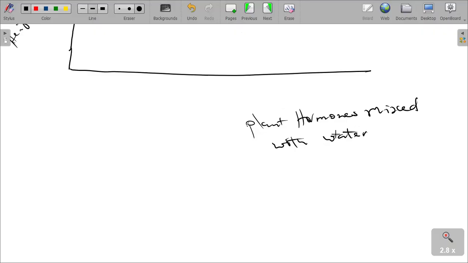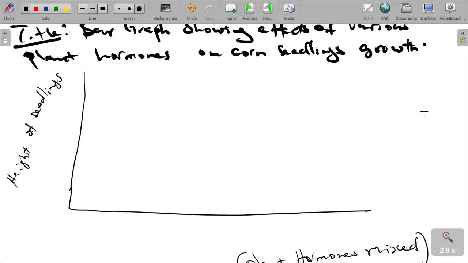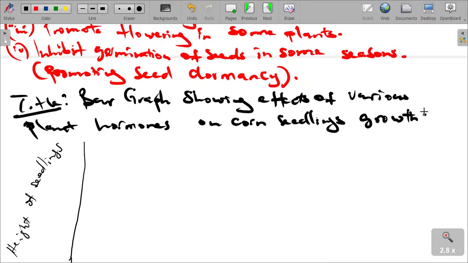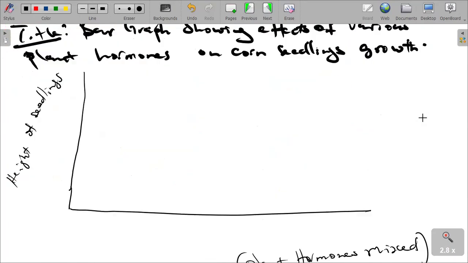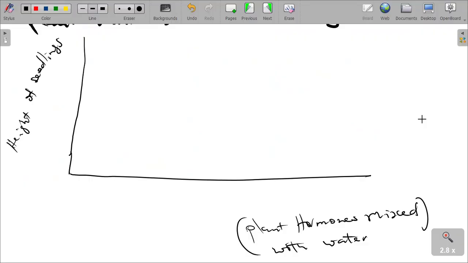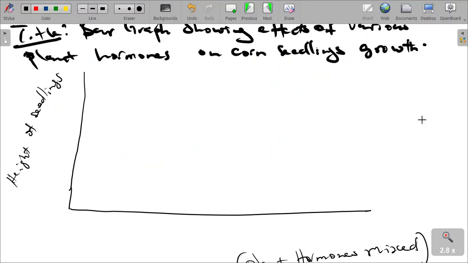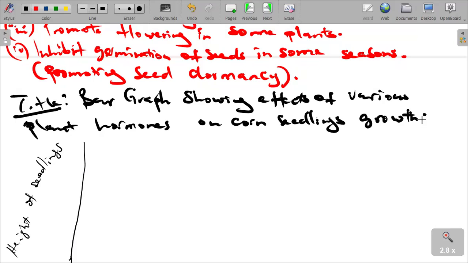Plant hormones mixed with water. So that is on our horizontal, and on the vertical like that. So we need to look at this. Remember that this is a bar graph. So we just have to look at each: the lowest is 19, and the highest is 48.